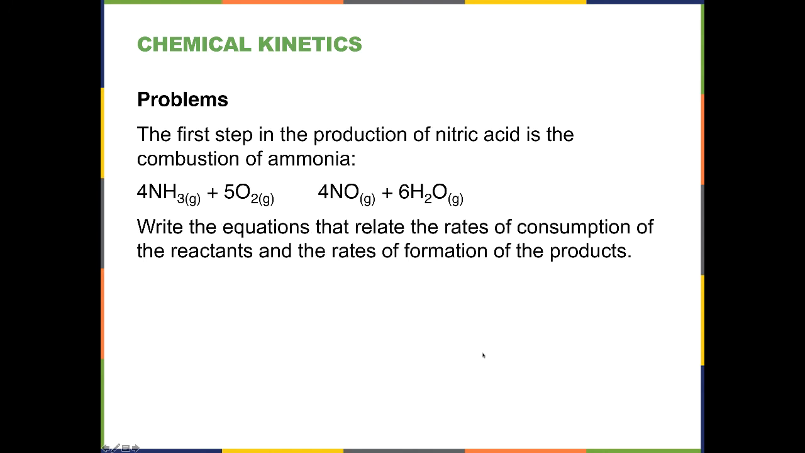So let's look at a problem related to this. The first step in the production of nitric acid is the combustion of ammonia. So it's 4 ammonia plus 5 oxygens equals 4 nitric oxides, nitrogen monoxide, and 6 waters. Write the equations that relate the rates of consumption of reactants and the rate of formation of the products. So how do we go about doing that?